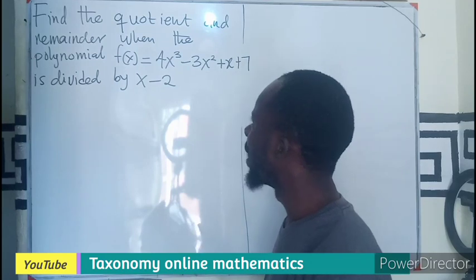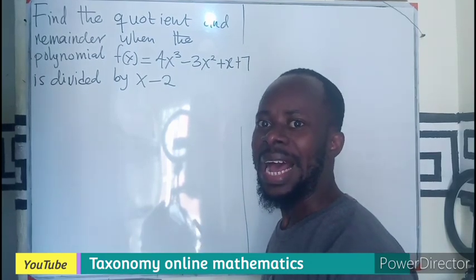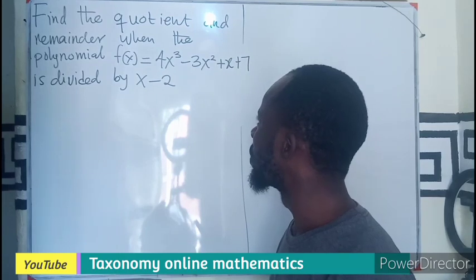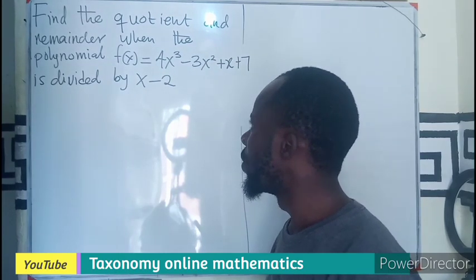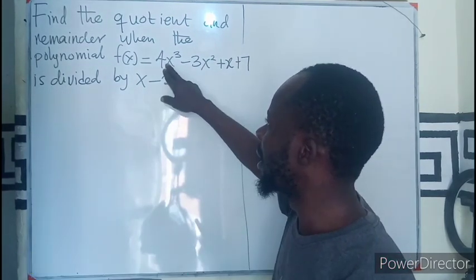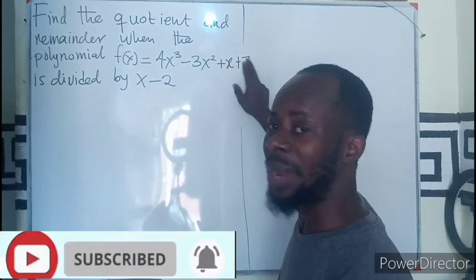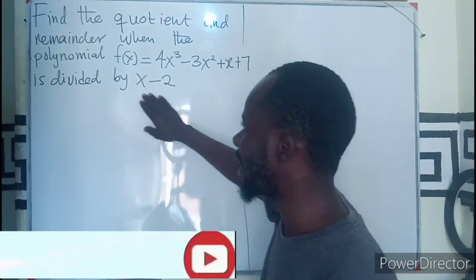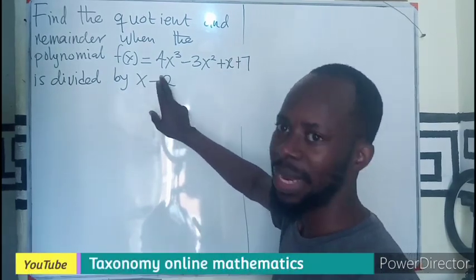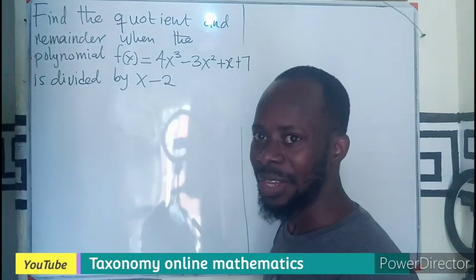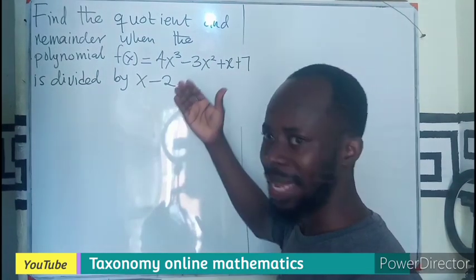We want to provide an answer to this question under polynomial. We are to find the quotient and the remainder when the polynomial 4x cubed minus 3x squared plus x plus 7 is divided by the linear function x minus 2. Good. In our previous lesson, we dealt with the remainder theorem.